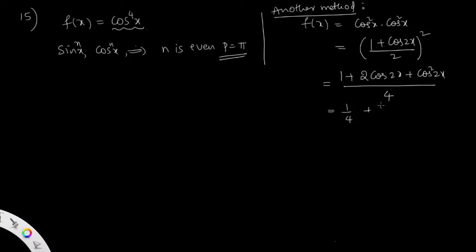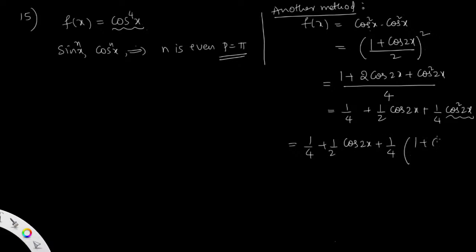1 by 4 plus 1 by 2 cos 2x plus 1 by 4 cos square 2x. Now again take the value as cos square 2x. If it is cos square x, it is nothing but 1 plus cos 2x by 2 that we have written, whereas for cos square 2x, 1 by 4 into, we can write it as 1 plus cos 4x by 2.